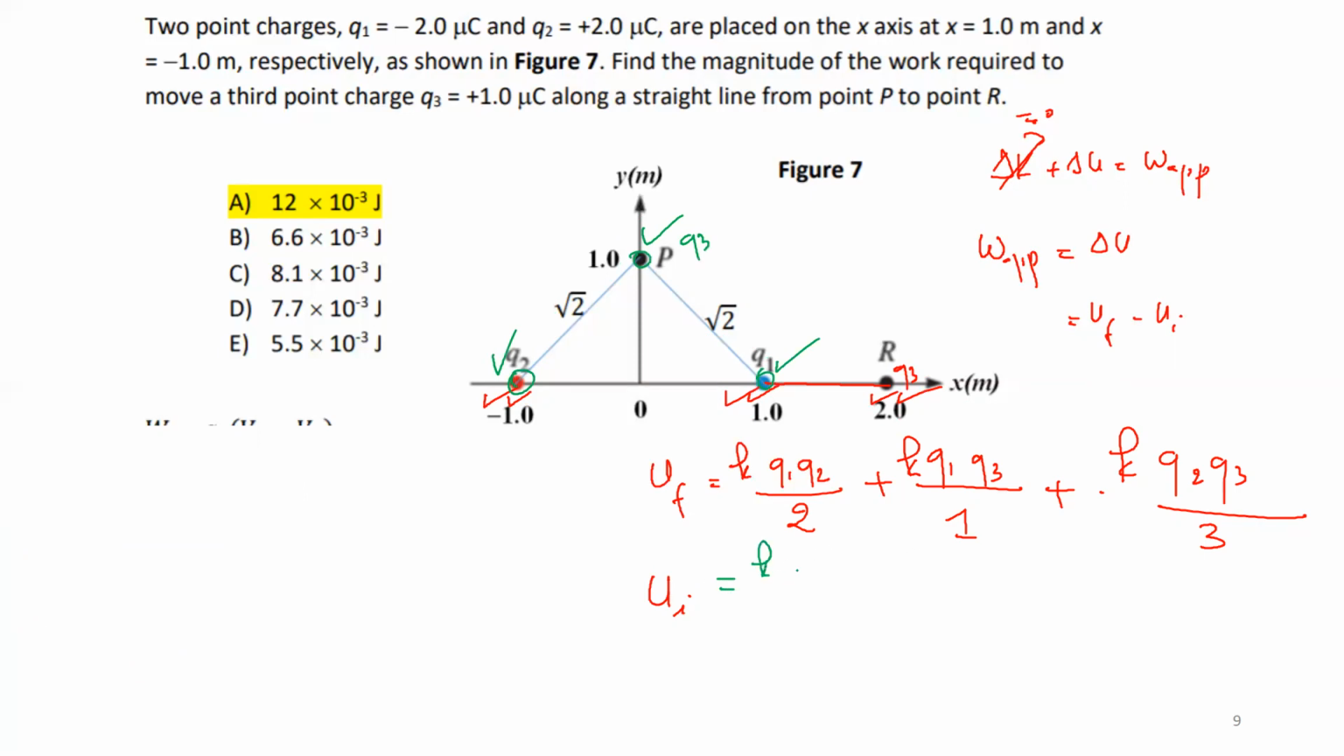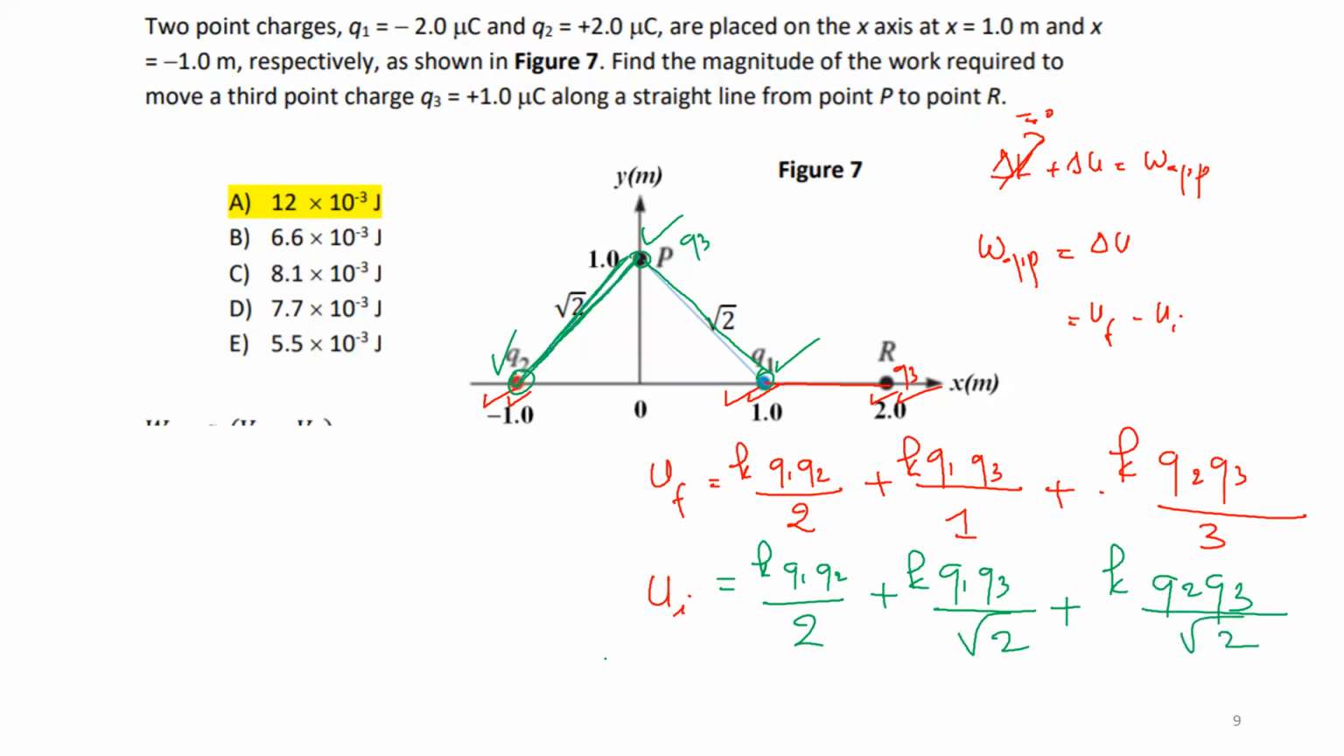So I will have K Q1 Q2 divided by the same distance, which is 2, plus K Q1 Q3. Now Q1 Q3 is this, and the distance between them is just square root of 2, plus K Q2 Q3 divided by the distance between them, which is square root of 2 as well. And then you calculate this difference.